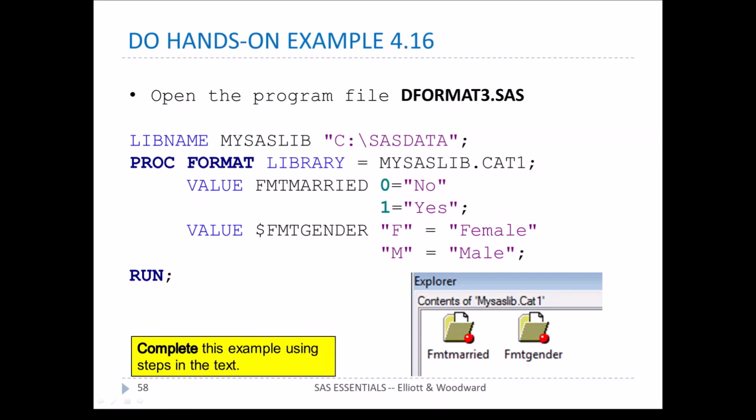PROC format library equal mysaslib.cat1. So that says, okay, create a new library called cat1 and put in that library format married and format gender and then run. We did it earlier for the one called mysaslib.formats. This is just a second example to show you how to do it again. In this case, we're creating a catalog called cat1. And you see down there at the bottom right, the contents become format married and format gender. And then again, once I've created that, I can use them forever.